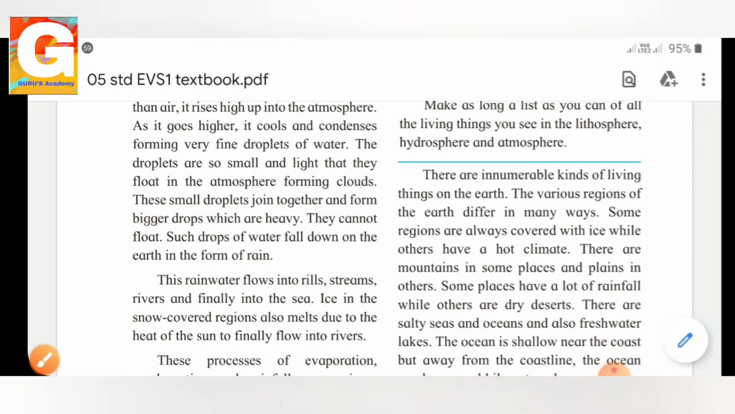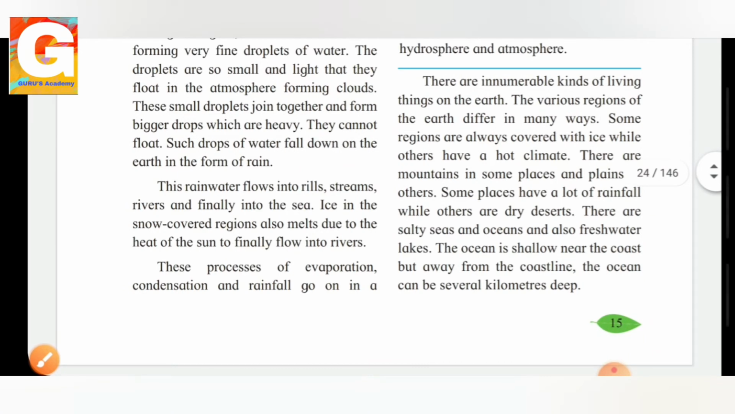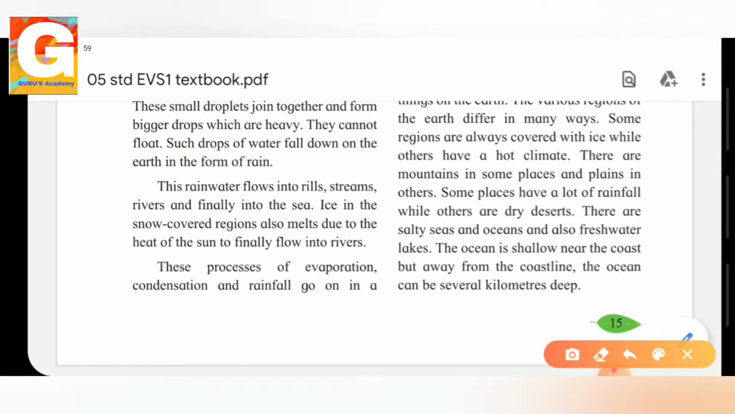There are salty seas and oceans and also freshwater lakes. Yes, we know that seas and oceans are salty, but we can also find freshwater lakes. The ocean is shallow near the coast, but away from the coastline the ocean can be several kilometers deep. Yes, oceans are very deep inside, but near the coastline we can find the land. But as we go deeper and deeper inside the ocean, it goes several kilometers deep.